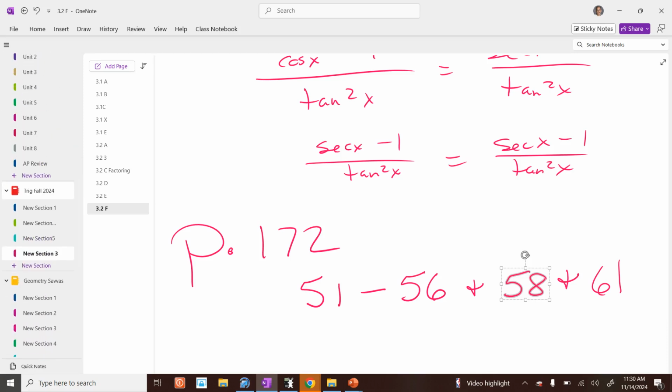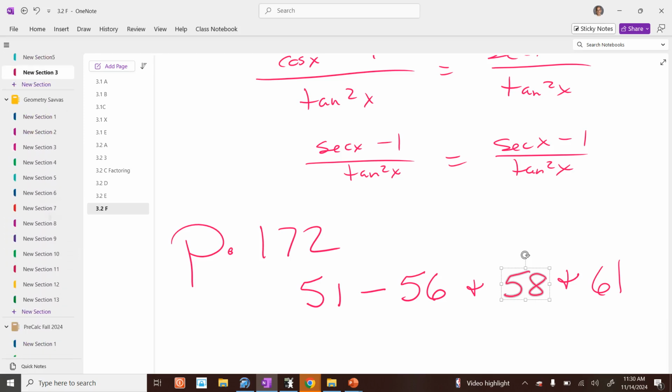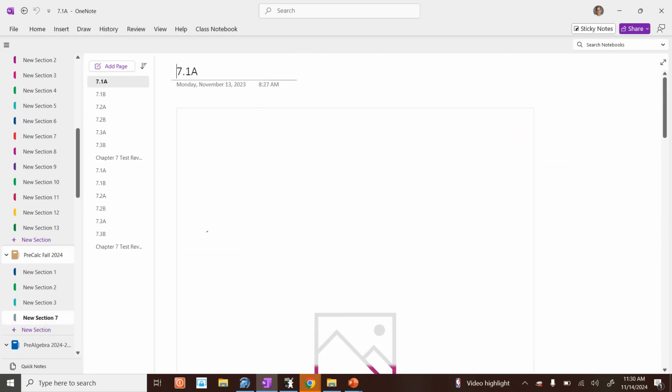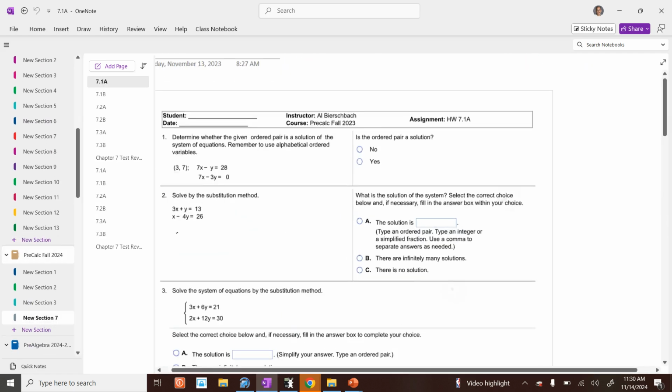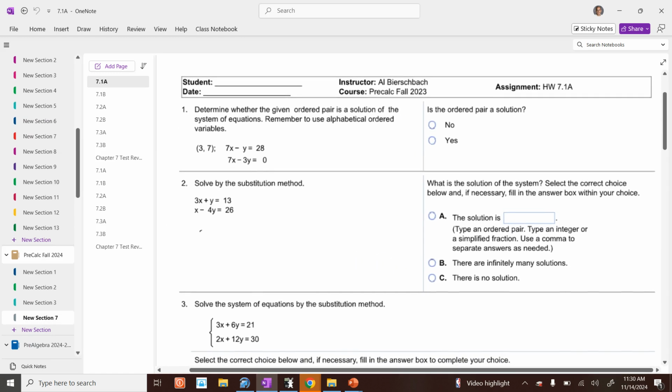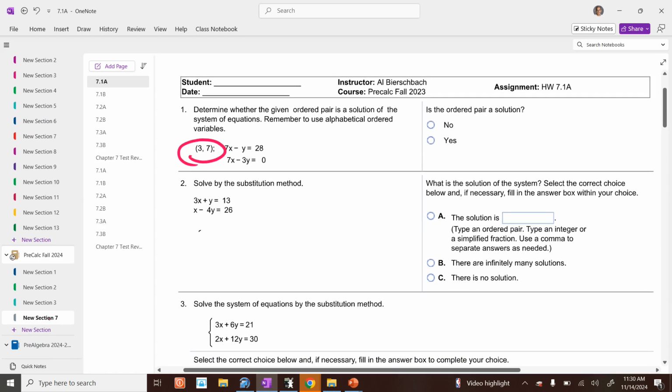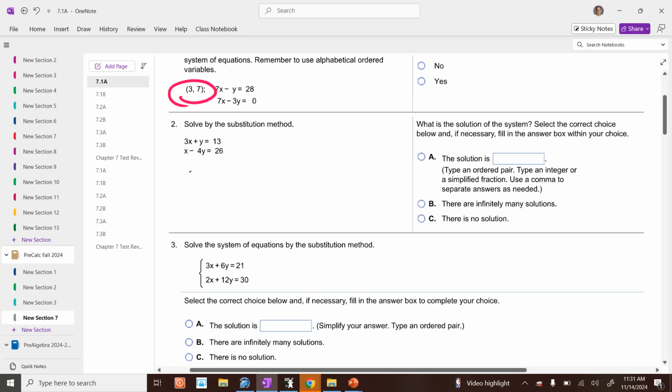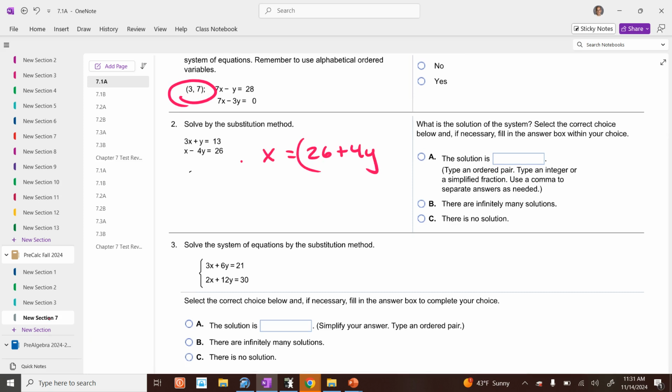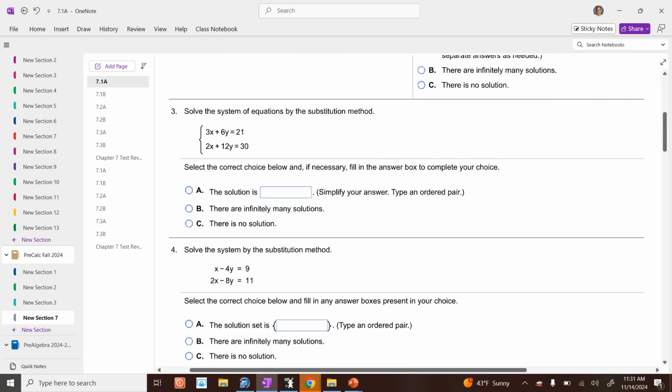PreCalc. Where'd you go, PreCalc? Down right there. 718. Okay. So on your first problems, you just stick 3 in for x, 7 in for y, and figure out if there's a solution to both equations or not. That's easy. For this one, it says use a substitution method, so you get x equals 26 plus 4y. Stick the 26 plus 4y in for that x and solve and find x and y, like we did before.